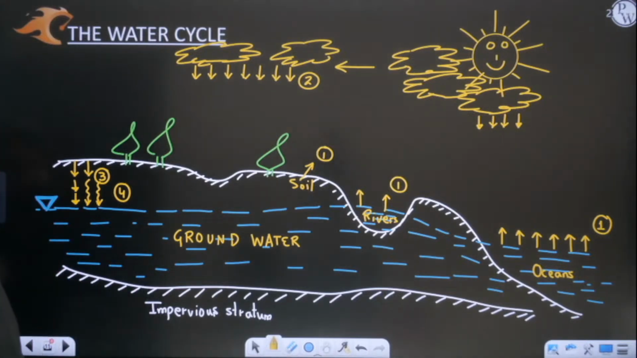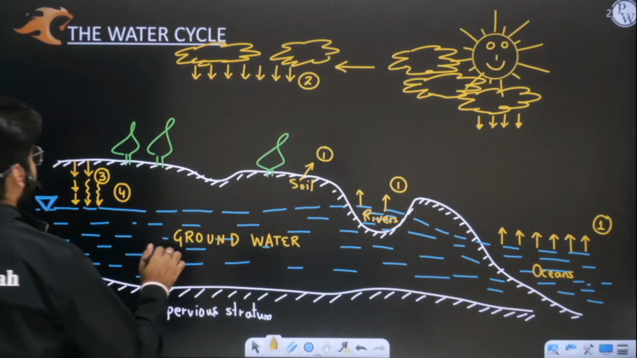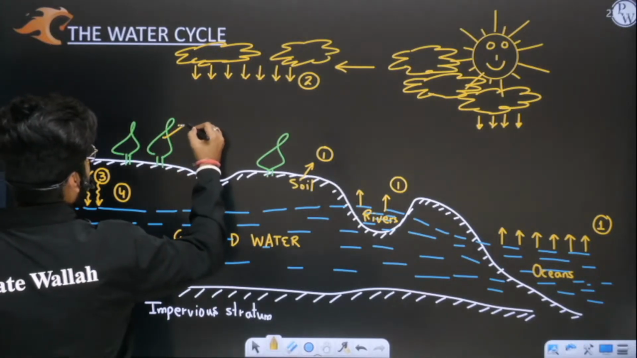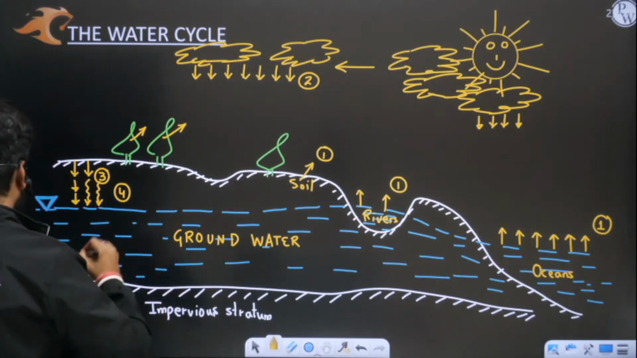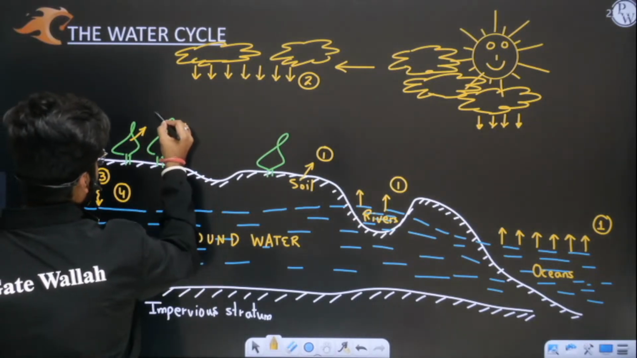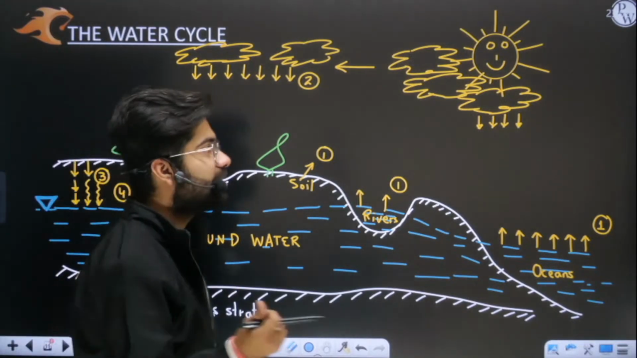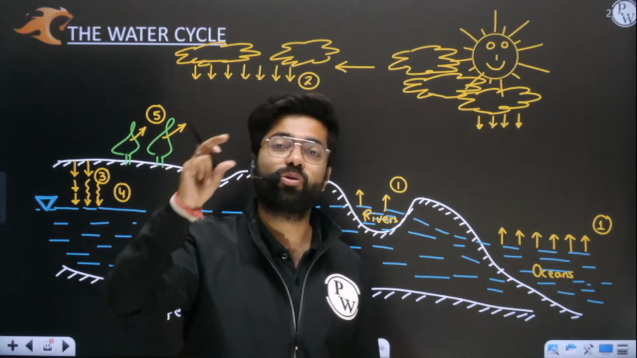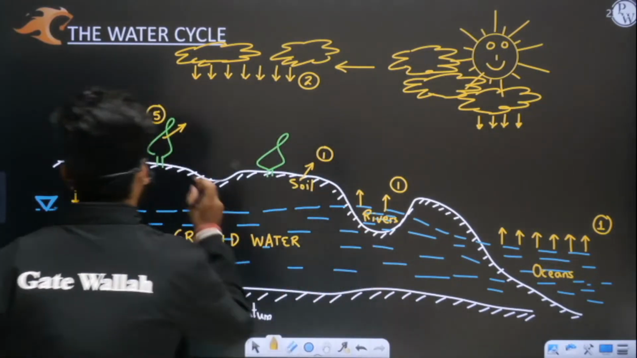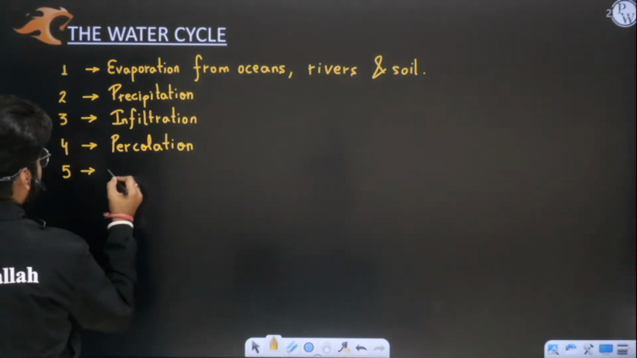After this, you need to understand some water will be transpired through the leaves of these plants or trees. Yes or no? Some water will be getting transpired, which is number 5, which is nothing but transpiration. Transpiration means water is getting discharged into the atmosphere through the leaves of these trees. That is your transpiration.